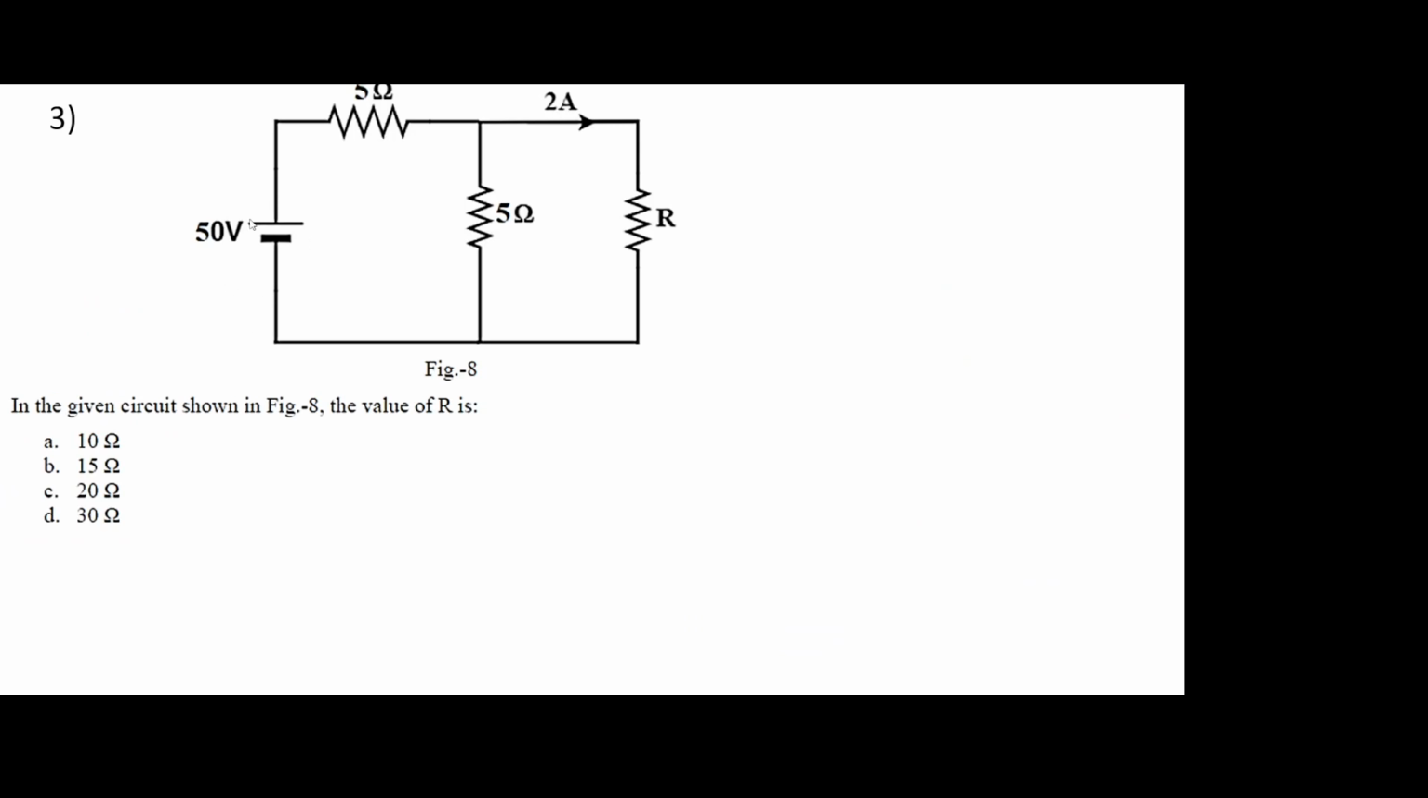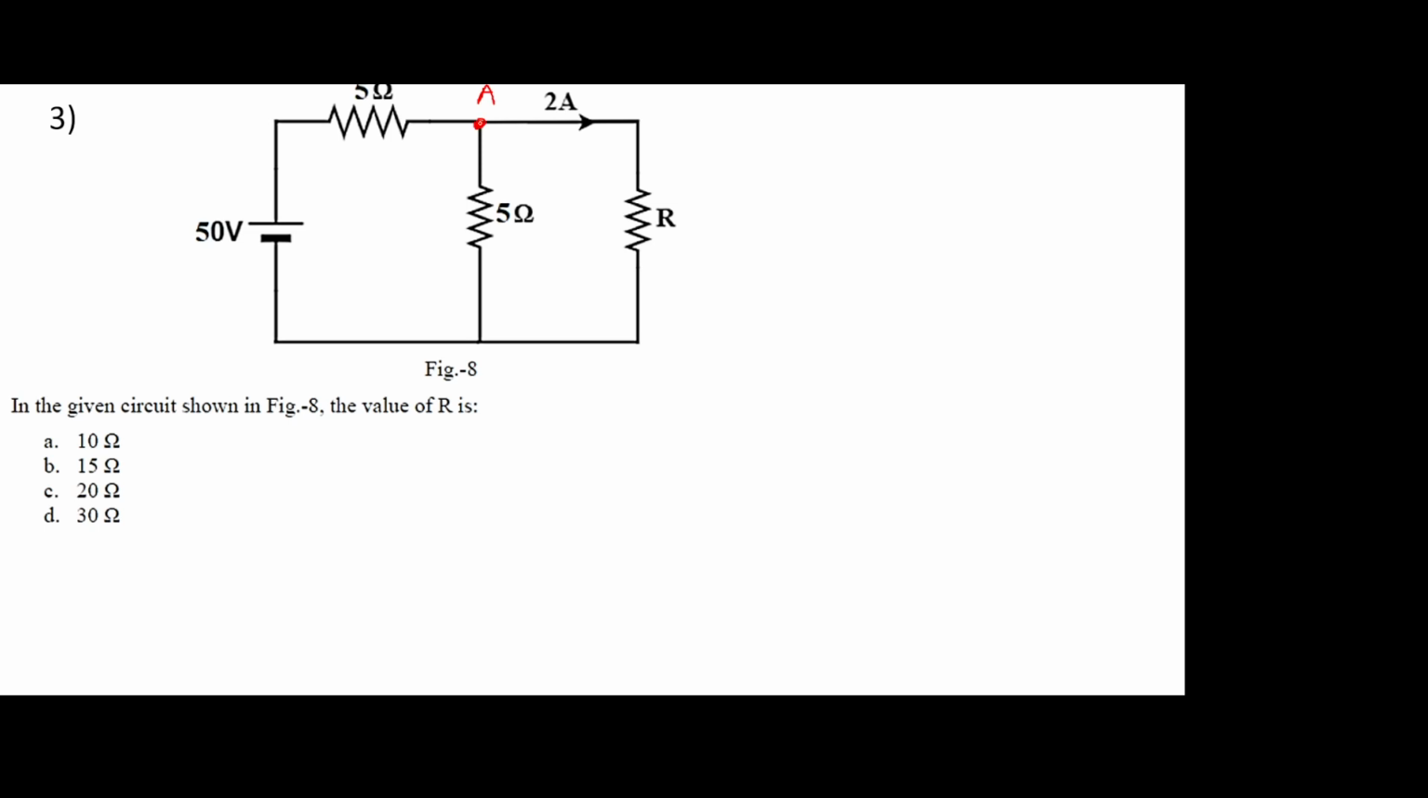A circuit is given to you. You have to find the value of this unknown resistance. Does anyone want to suggest how we can proceed with this problem? Most of the problems will be solved by KCL or KVL, or by calculating equivalent resistance, that you have been taught in the lectures. So anyone wants to try?